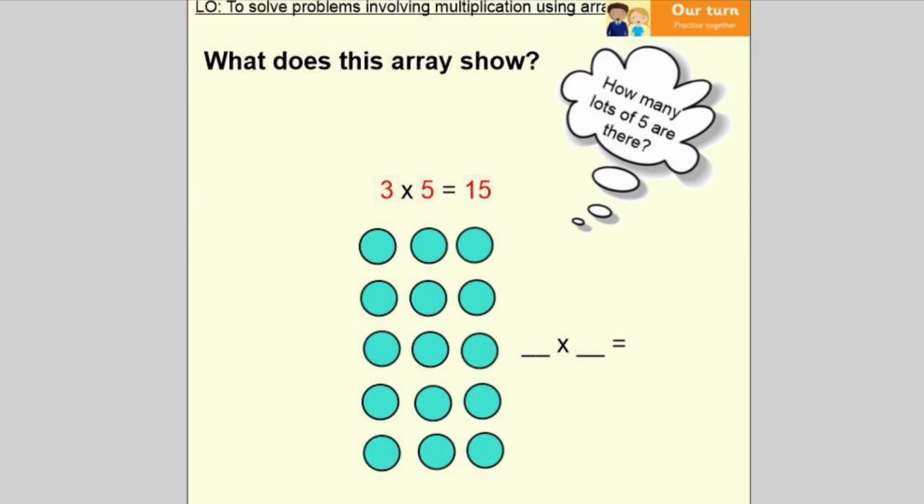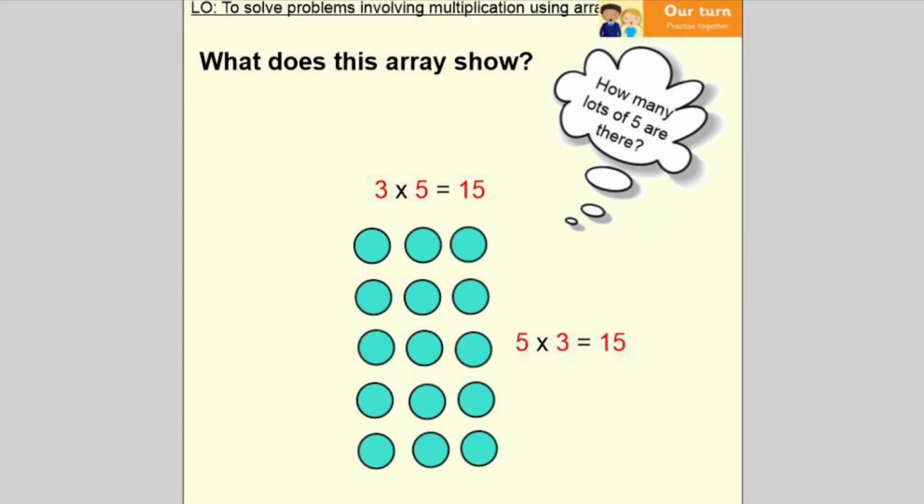But you could also look at it the other way and see them as groups of 3. And if I count downwards how many groups I've got, 1, 2, 3, 4, 5. So that means 5 times 3 is my second number sentence. We already know the answer is 15.